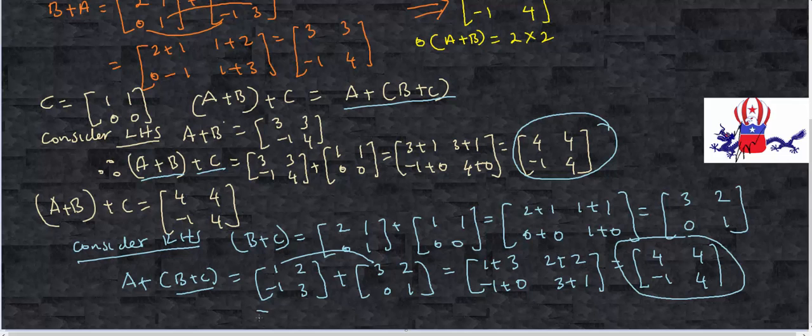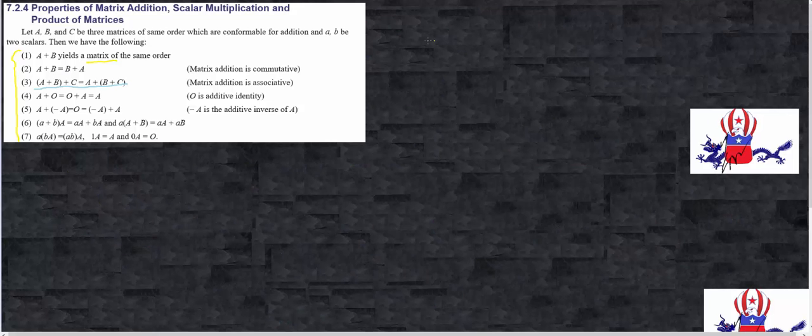So clearly this implies (A + B) + C is equal to A + (B + C). So the matrix addition is associative. Okay, now moving on to property number 4, which says A + 0, which is a null matrix, would give me 0 + A, which in turn would give me the matrix A.